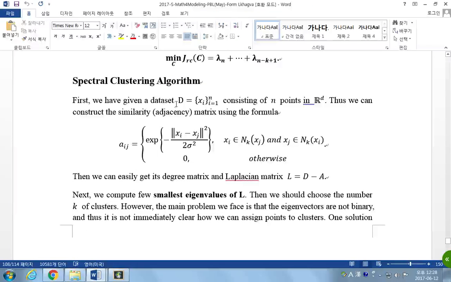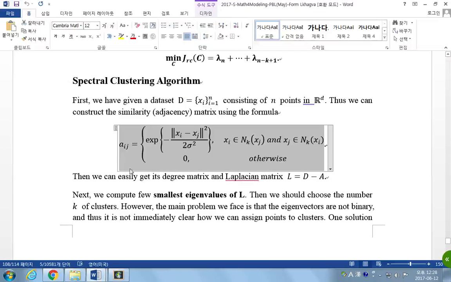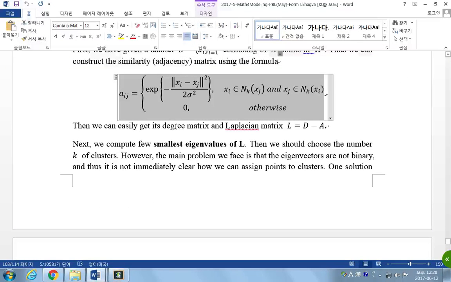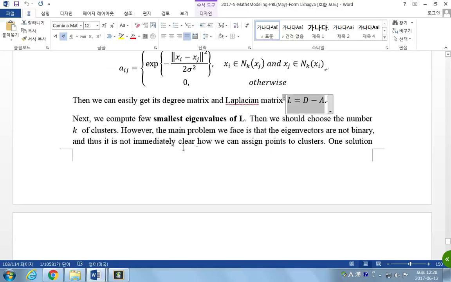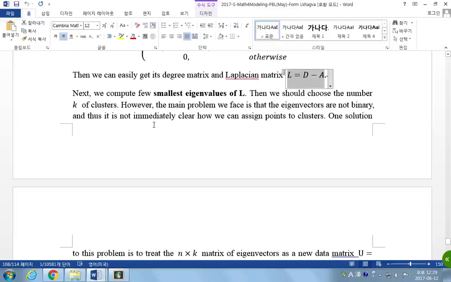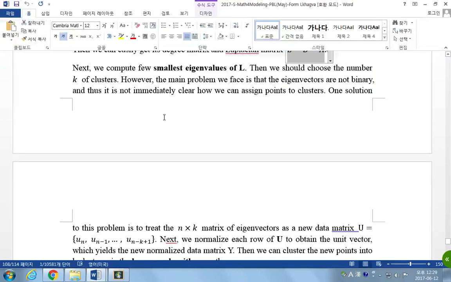First we have data set D. Then we construct the similarity matrix using this formula. Then we can easily get the degree matrix and the Laplacian matrix L. Next we compute a few smallest eigenvalues of L. Then we should choose the number K of clusters. Then after that we can easily get our results.